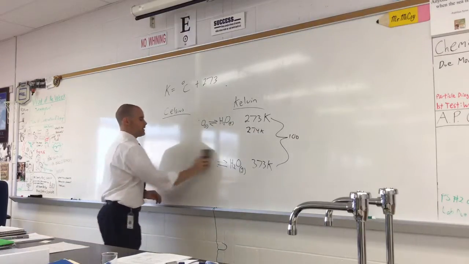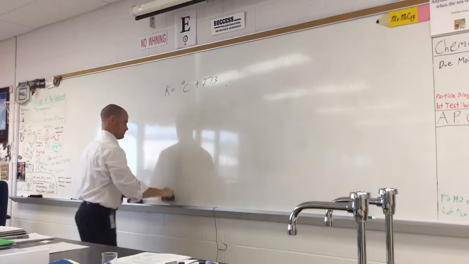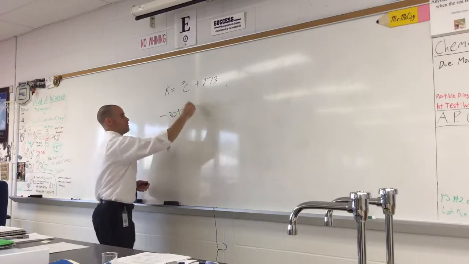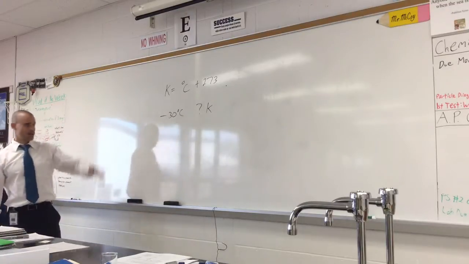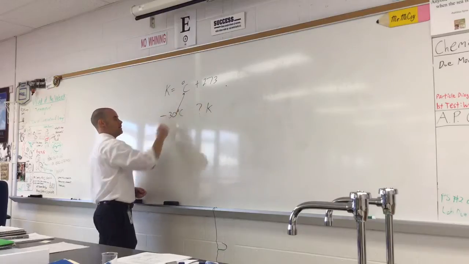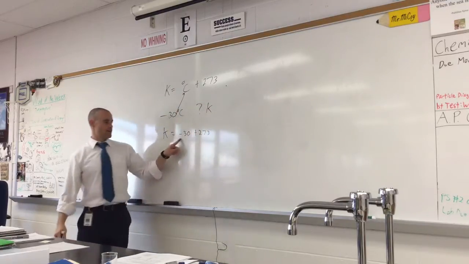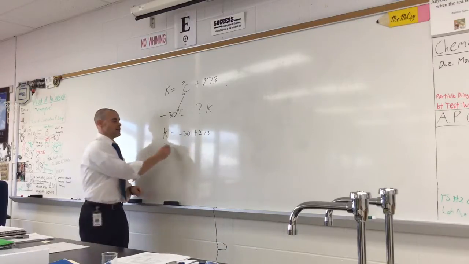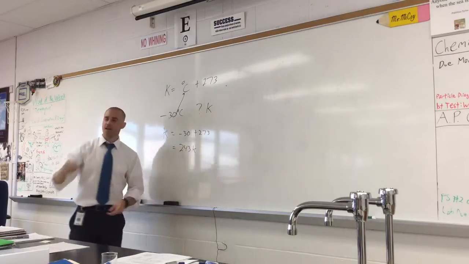Now, if I have a negative Celsius, let's say I have negative 30 degrees Celsius. What is that in Kelvin? You might think, oh, it's a negative number. You can't have negative Kelvin. So how would we do this? We plug this in here. Kelvin equals negative 30 plus 273. What does that really mean? 273 minus 30. What does that equal? 243 K.